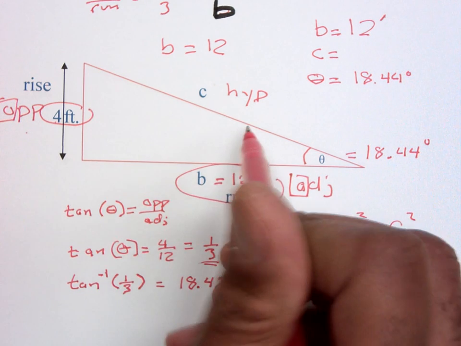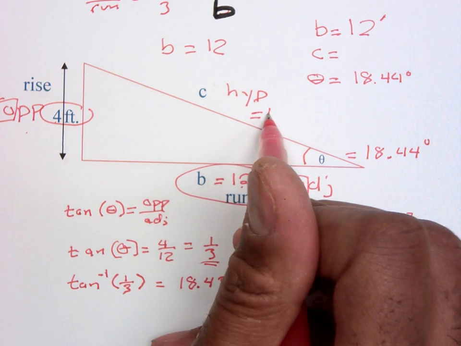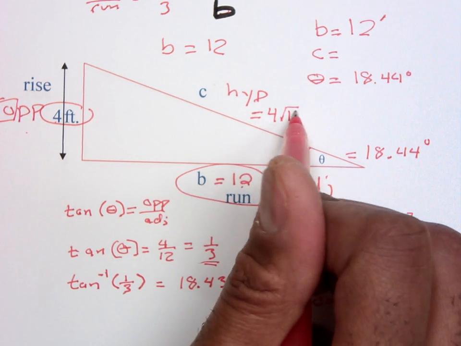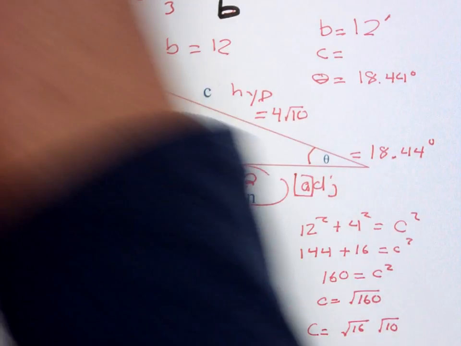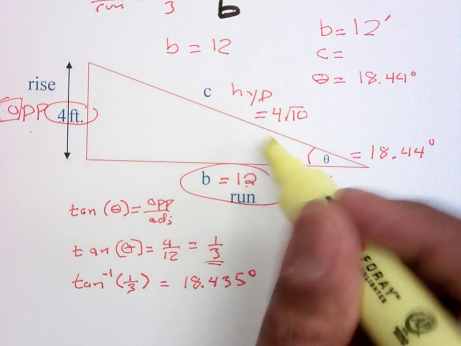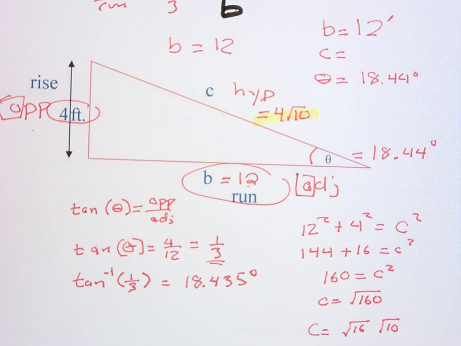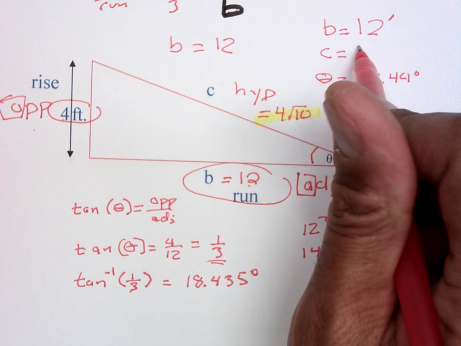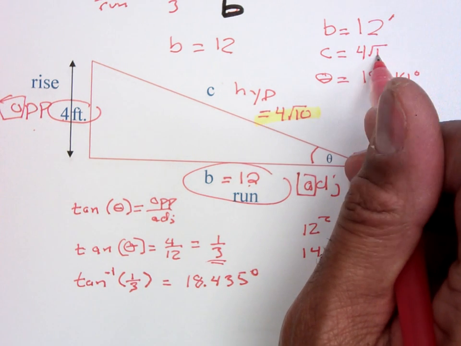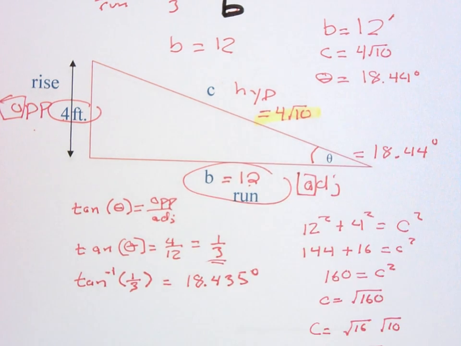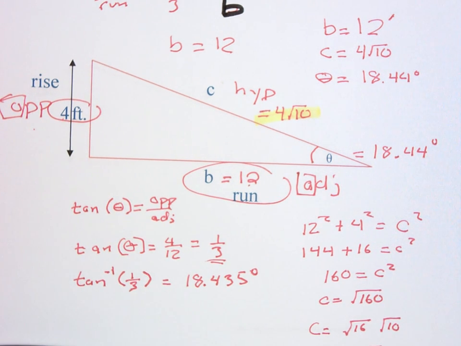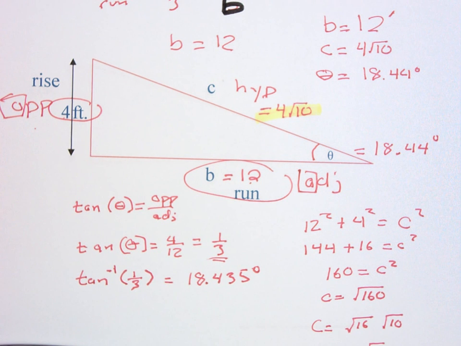Now, let me write that in here, 4 root 10. I'm going to highlight it, and let me write it also here. That didn't smear a little bit too much. 4 root 10. So that's the exact answer. But what I also want you guys to do is punch that into your calculator. Punch in the square root of 10 and multiply it by 4, so we can get a decimal value.